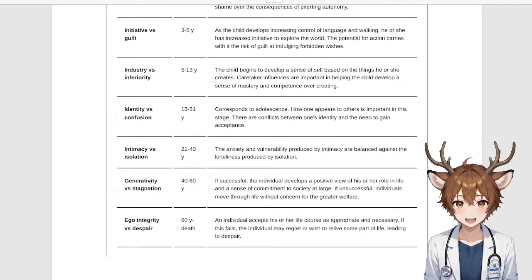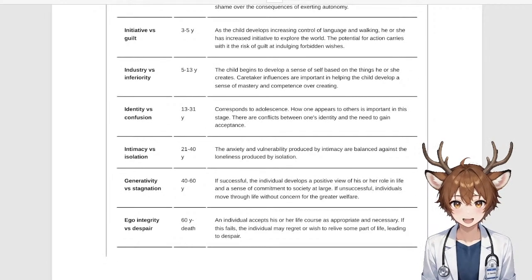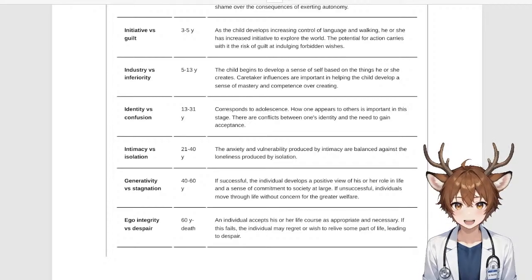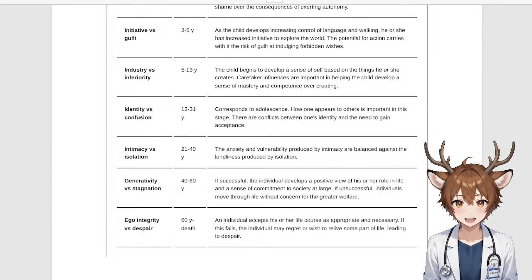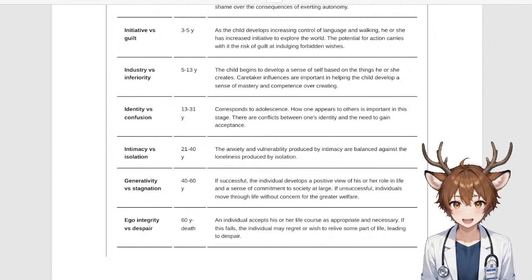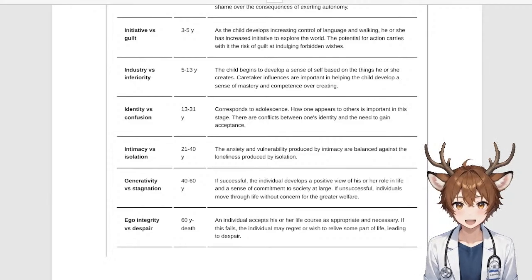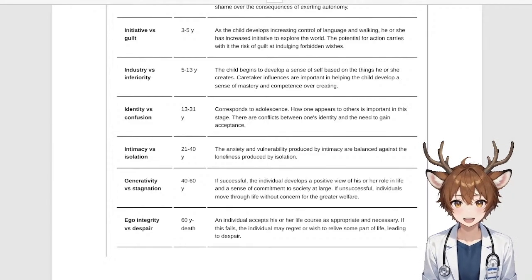Industry versus inferiority. 5 years to 13 years is when you see this pop up. The child begins to develop a sense of self based on things he or she creates. Caretaker influences are important in helping the child develop a sense of mastery and competence over creating.